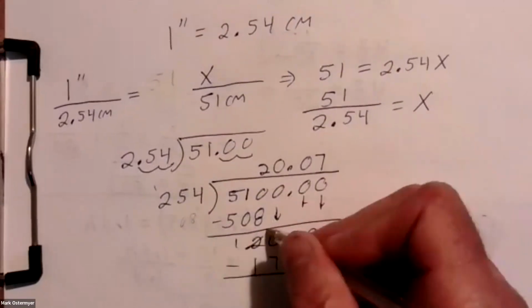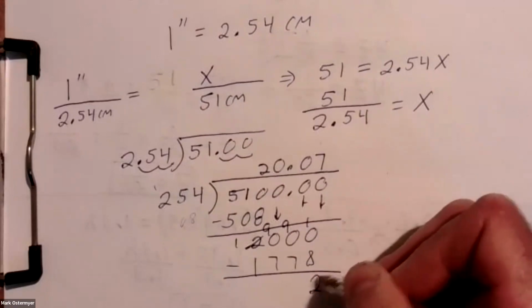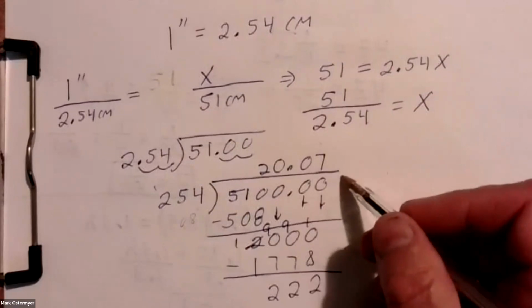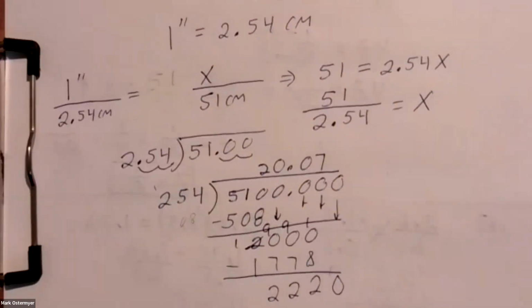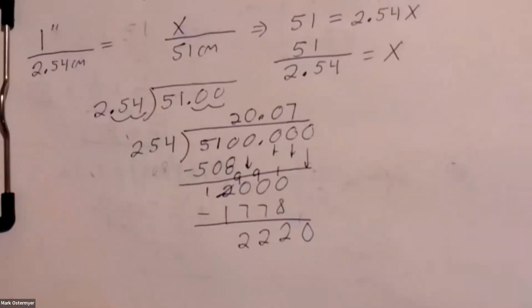That's 2, 2. Add a 0, drop a 0 down. Are you kidding me? 254 times 8 is 2032. 254 times 9 is 2286. That's not good. Well, how far do we take this out? This is going to go out a ways.